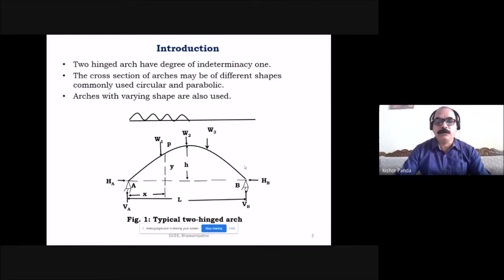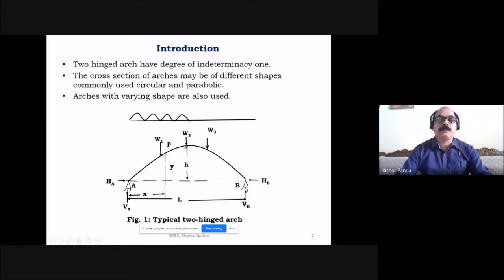Here we will discuss how to analyze the three hinge arch, the parabolic arch and the circular arch, how to draw the bending moment, and how to find the bending moment, normal thrust and radial shear. Similarly, in the case of two hinge arch, we'll find the bending moment, normal thrust and radial shear.